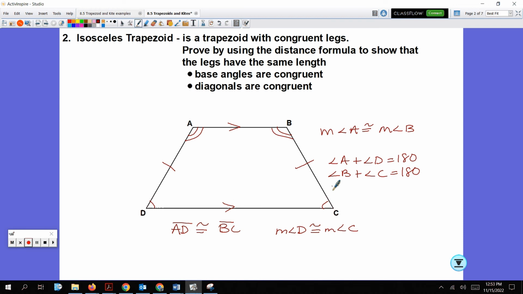What else does it have? Oh, it has diagonals that are congruent. Oh, I didn't draw that. Hold on a second here. So that means that DB, that looks terrible. Oh, went too far. I'll write it over here on this side. So DB is congruent to AC. They are the same length.